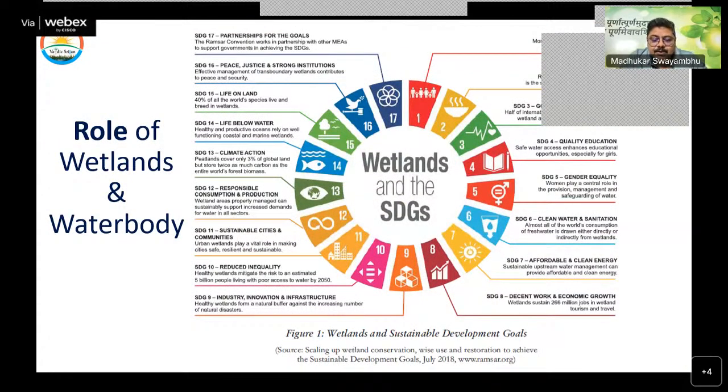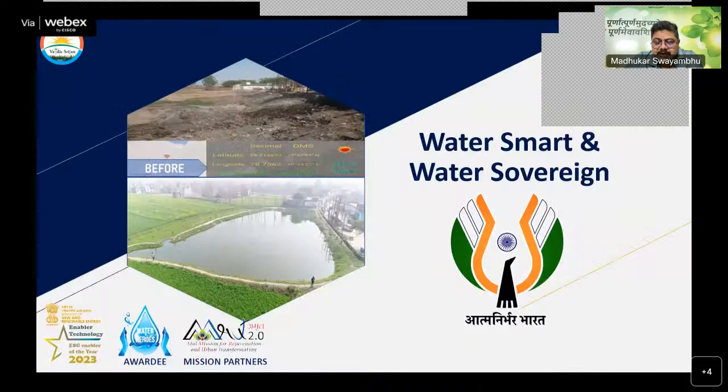Now, the same has been concluded by the Ramsar Convention in July 2018, that all the 17 UN SDG goals are met just by maintaining good health of our wetlands and water bodies. Now, how all this is done is what we can cover in the case studies. So, a water smart and water sovereign Bharat can only be Atmanirbhar Bharat. That is our approach, that is our concept.